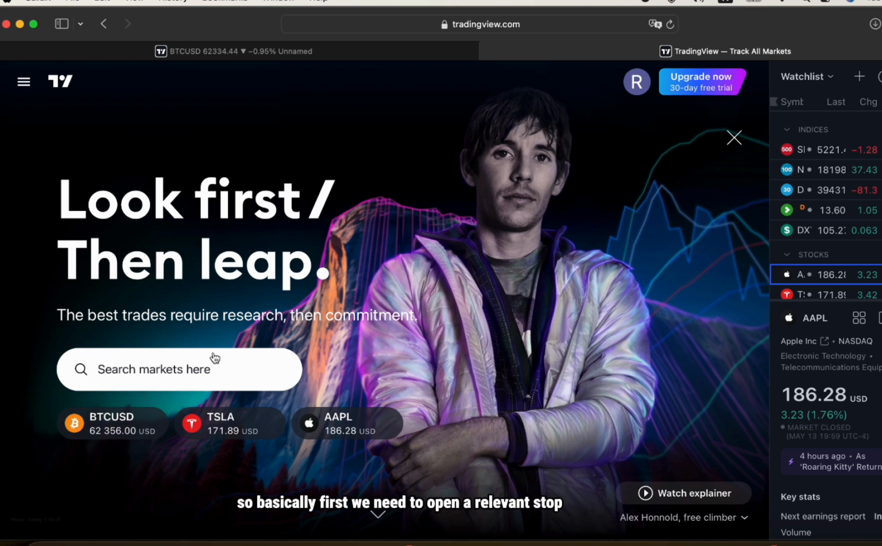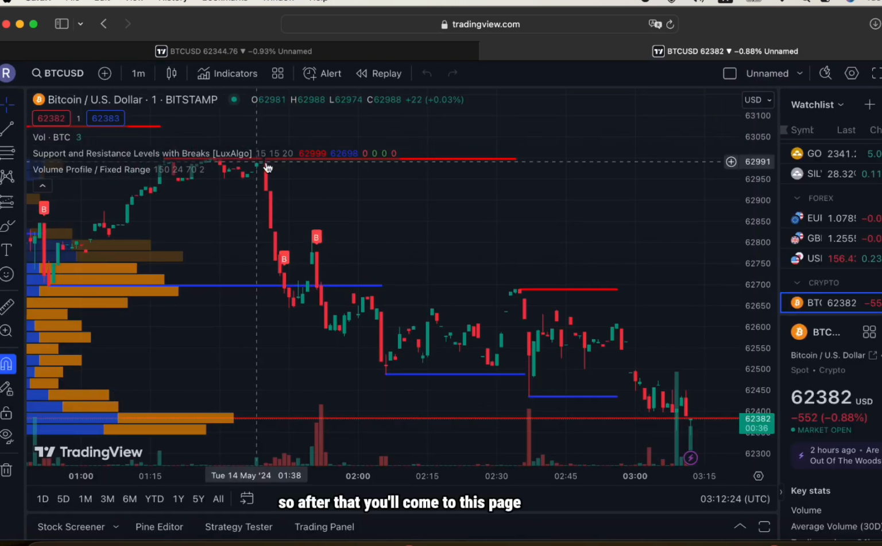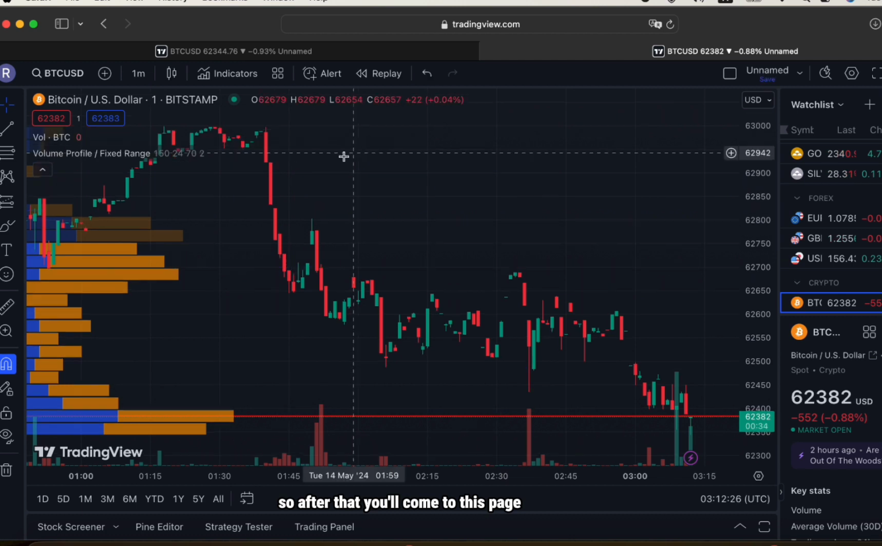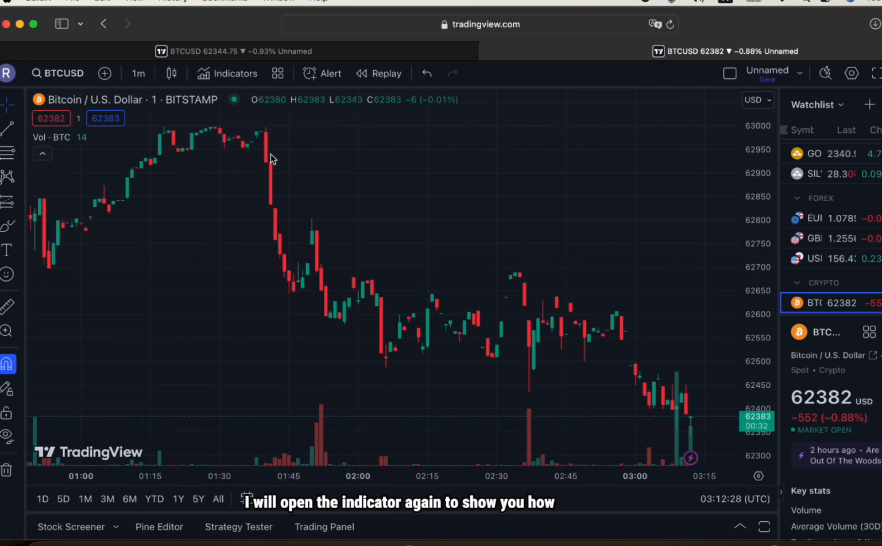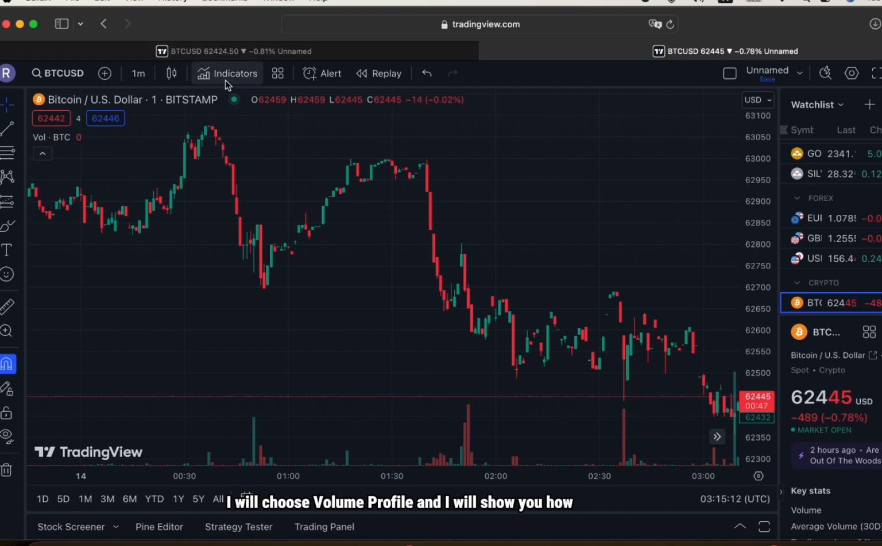So basically, first we need to open a relevant stock. You can choose your own preferred stock. I will use BTC USD as our reference. After that we will come to this page. I will open the indicator again to show you how. Basically, for my first indicator I will choose volume profile.